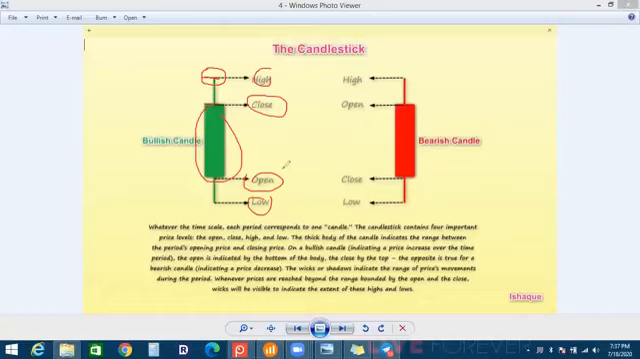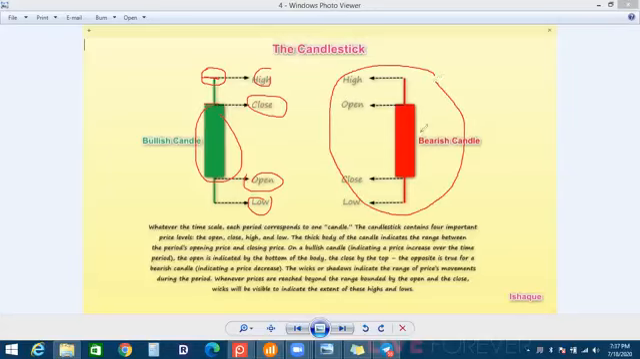But with a single candlestick, we are still unable to take any decision. So we need more things. We need more study. In this candle, all the things are the same.